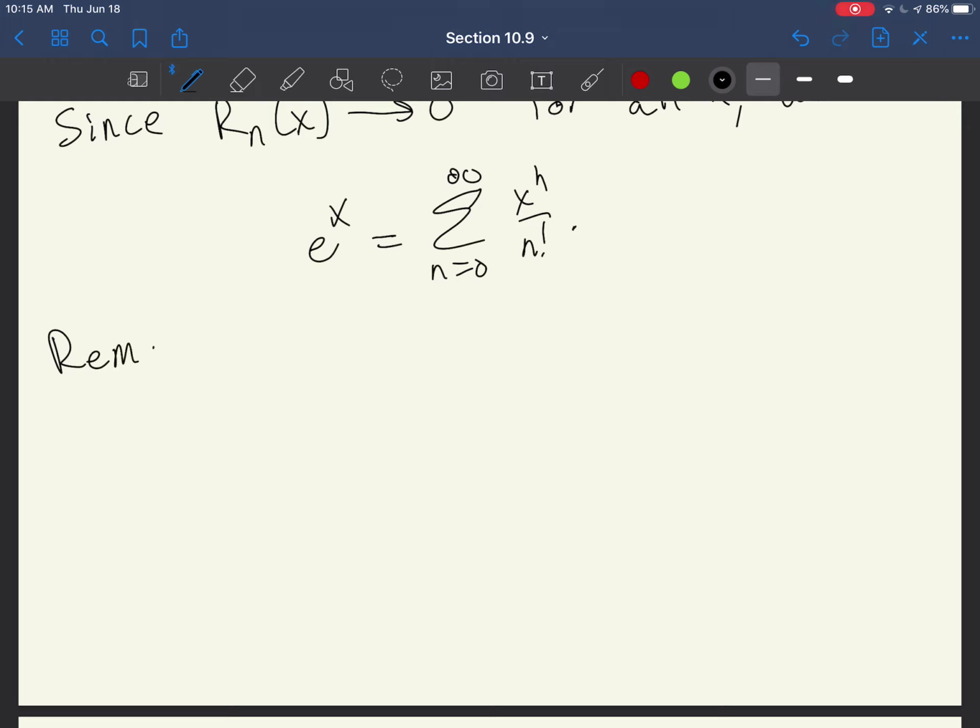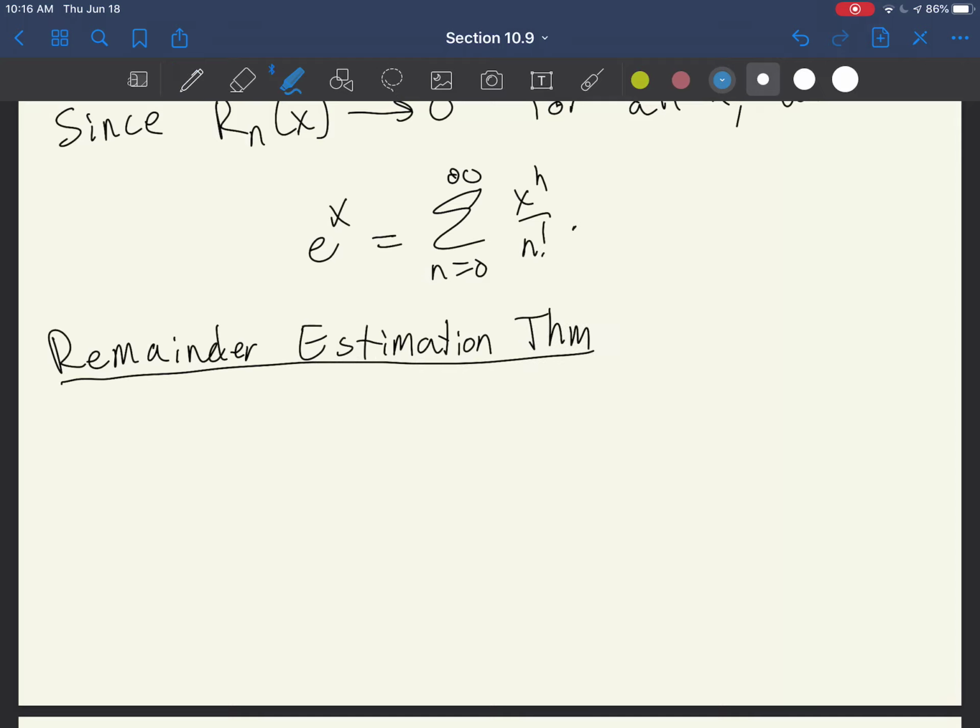So as was shown with this example, we have to do approximations in order to show that Rn of x goes to 0. So this leads to the remainder estimation theorem.